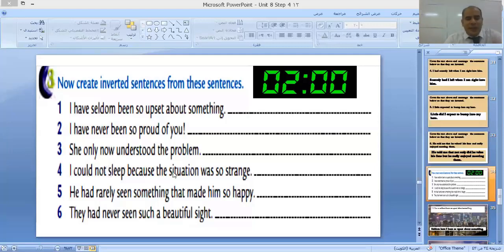I could not sleep because the situation was so strange. So strange, yes, we begin with so strange. So strange was the situation. So strange was the situation, I couldn't sleep. He had rarely seen something that had him so happy. Rarely, correct. Rarely had he seen something that made him so happy. The last one: they had never seen such a beautiful sight. Never had they seen such a beautiful sight.